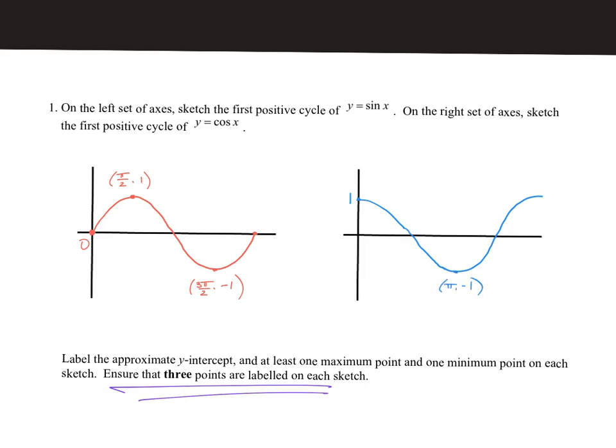Now notice, we may think for a second that this y-intercept is also a max, and so I kind of get a 2-for-1 deal. Be careful. We have to make sure that 3 points are labeled. And so therefore, I would have to label this second maximum then at my 2 pi, 1 to ensure that I have 3 points labeled. There we go. Now, you might be asking yourself, why did we bother doing this?